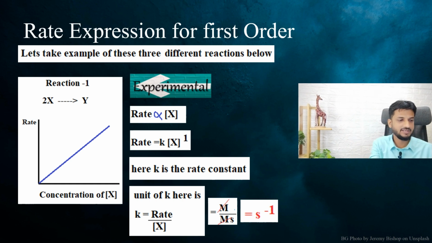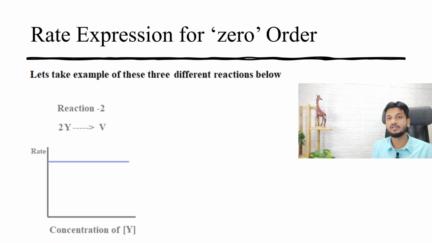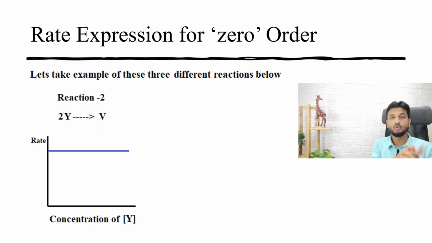Alright, let's go to the next example, guys. That was my first example. Example 2, or type 2, is zero order. Now the name suggests zero, so let's see what's the difference. We take another example of a hypothetical reaction, reaction 2: 2Y gives V. So in this case the reactant is Y.